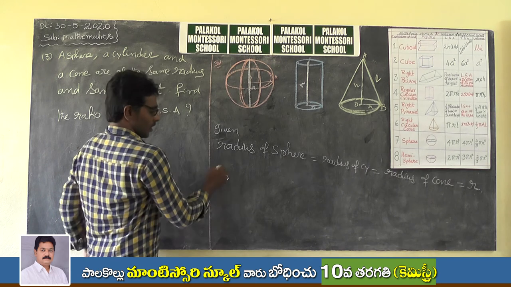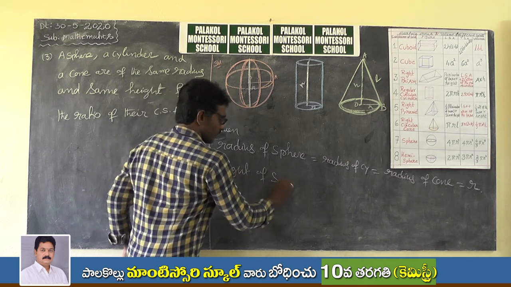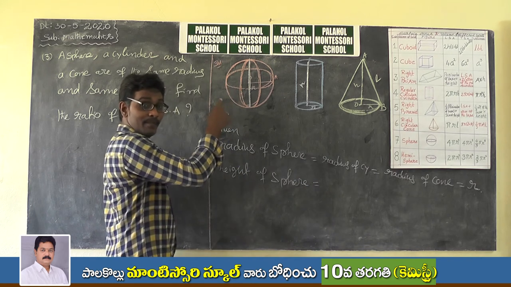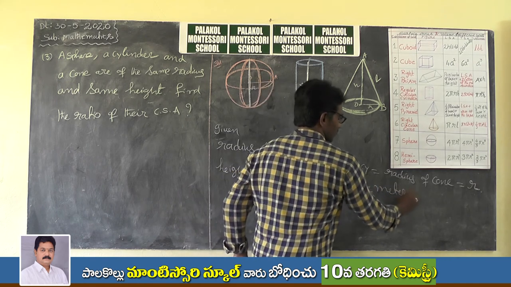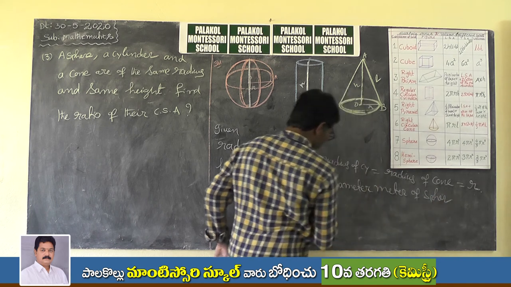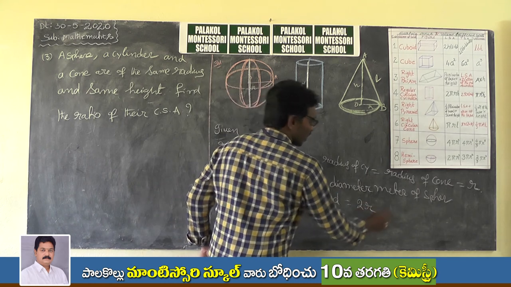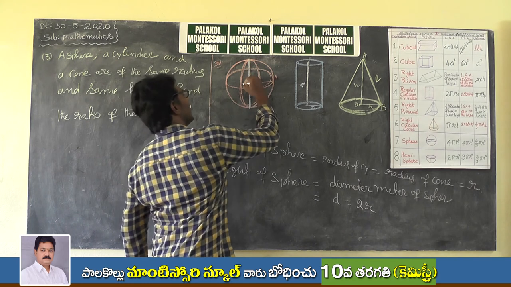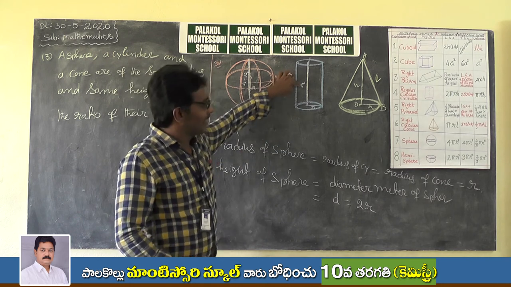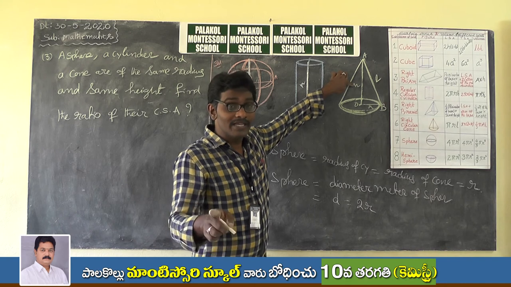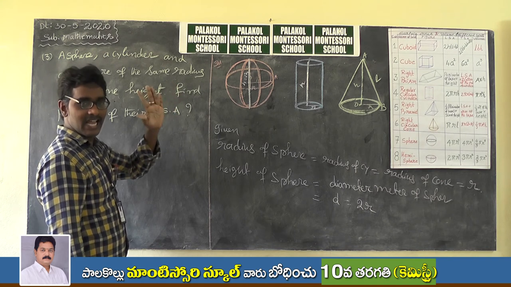Okay? So now, height of the sphere equal to diameter of the sphere. Diameter is generally written as D, and you can write that simply as 2R. So the height of the sphere H is equal to 2R. So this height is also 2R. This height is also 2R. Why? Because sphere, cone, and cylinder have the same height.